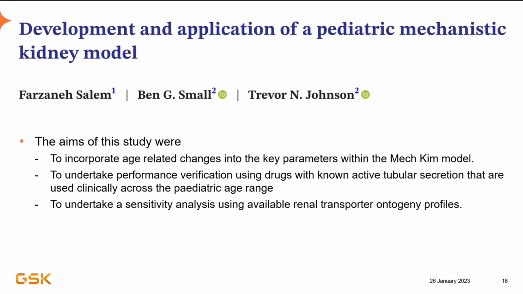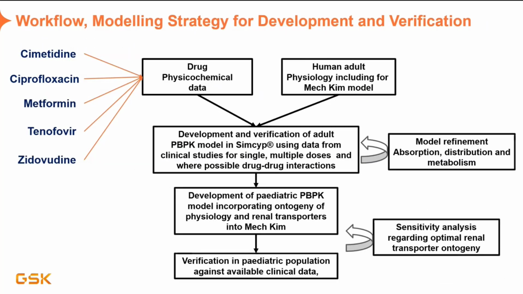So the aim of this paper that we were looking at was to look at these transporter ontogenies specifically, combine it with all the physiology data that we have on the kidney, and then look at some verification of the model, using different compounds that are renally cleared, substrates of transporters. And then because we had some gaps like the transporter ontogeny, we did some sensitivity analysis on them.